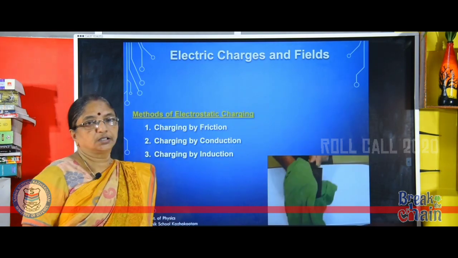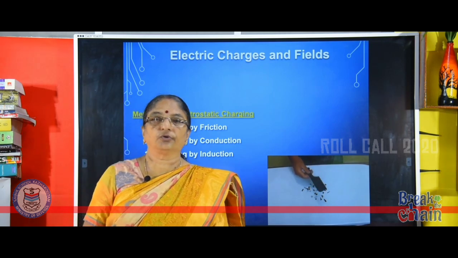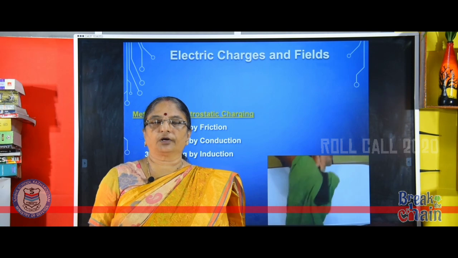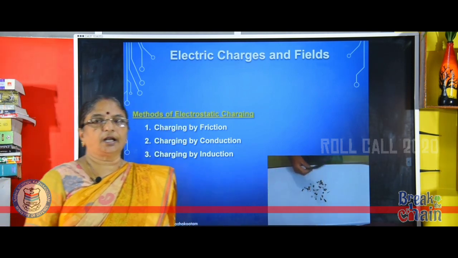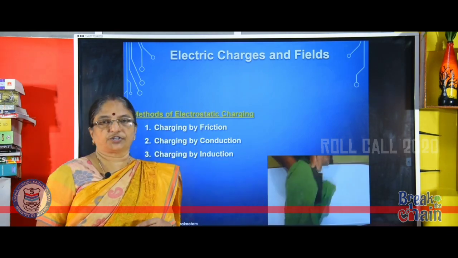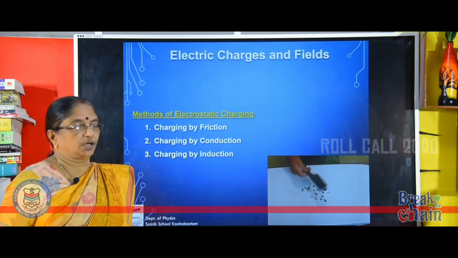Now see this, there are three methods of charging. I already told you, charging means making more electrons or fewer electrons in a body. And charging can be done with three methods: charging by friction, charging by conduction, and charging by induction.